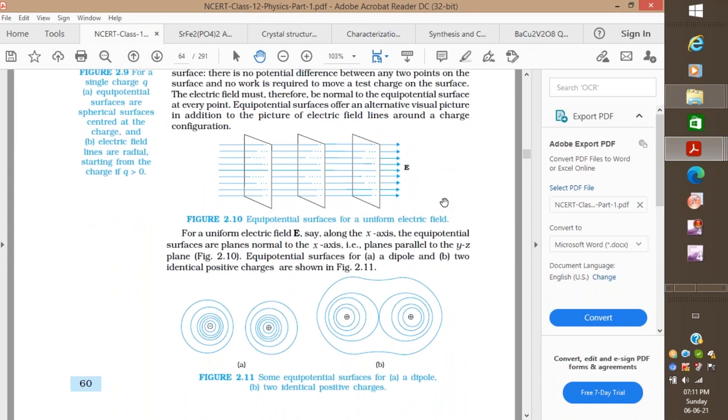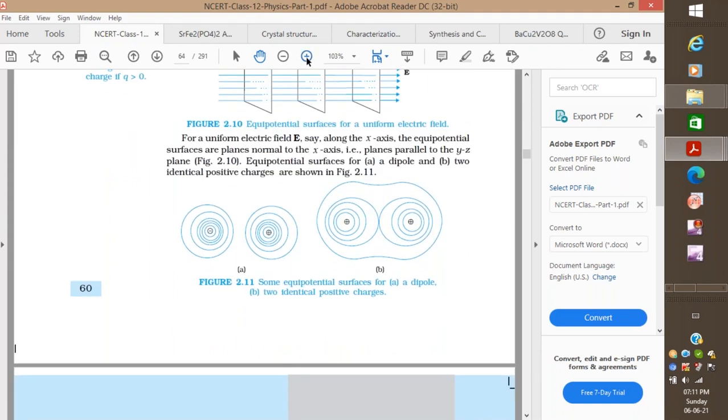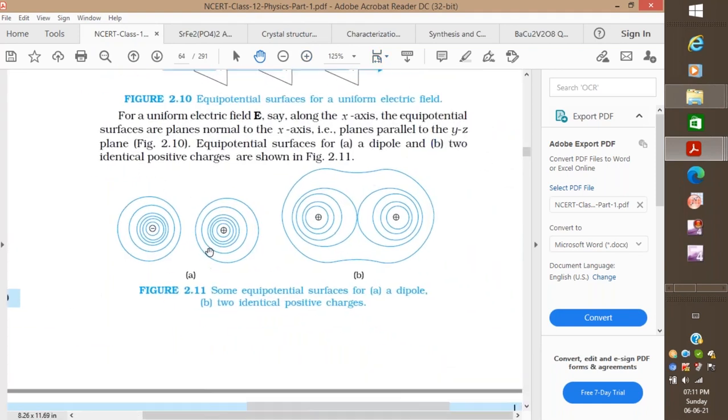So you look here, these are the equipotential surfaces drawn for a dipole. This is the negative charge, this is the positive charge. Since these are actually point charges, you can draw concentric circles. Sorry, concentric spheres. For the positive point charge also, I would draw concentric spheres.